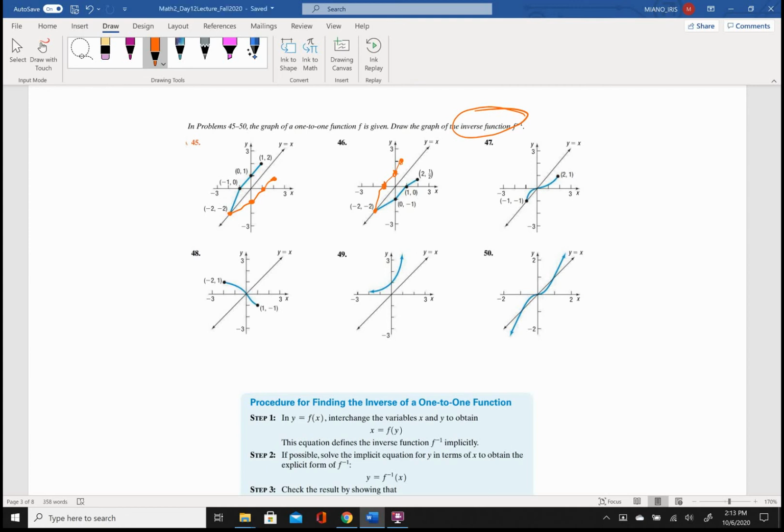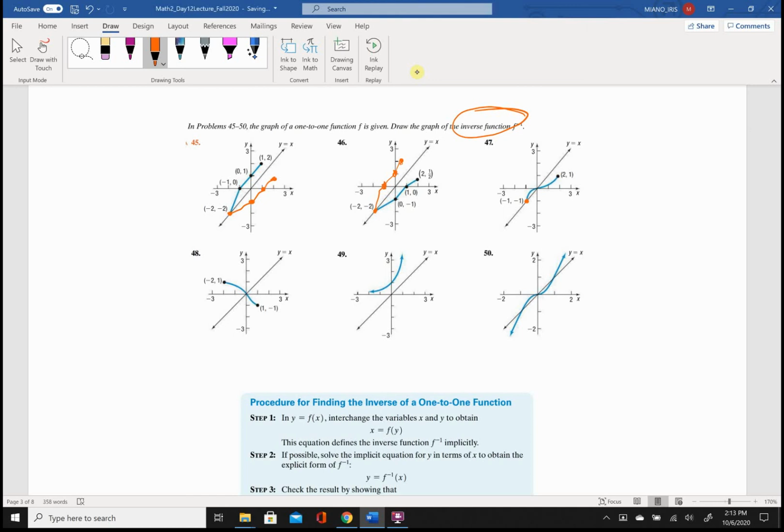Now when you have curvy bits, like what we're going to see in numbers 47, 48, 49, and 50, you're really just trying to reflect over the y equals x axis with not so much in the way of points. Well, there are points for 47 and 48, so we do have some gauge here. And again, notice that this first point on the original function is on the y equals x axis, so then it will be the inverse point.